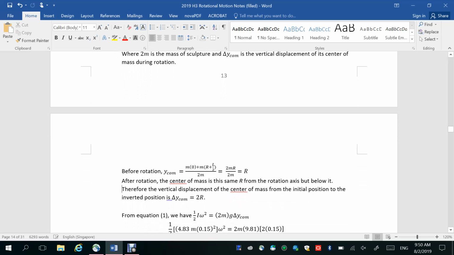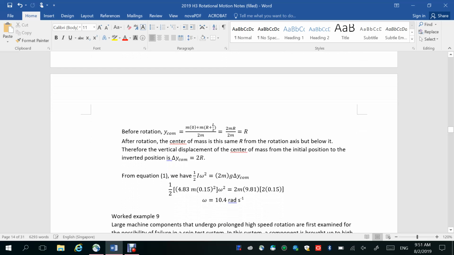After the rotation, the center of mass will be the same distance r from the axis of rotation, but now it's below because the whole thing is inverted. So the change in the displacement will be 2r. So we substitute delta y_cm to be 2r, and from there we end up with omega equals 10.4 radians per second.